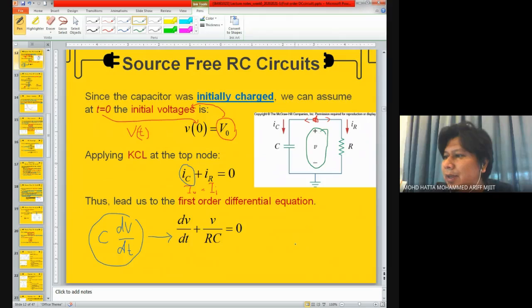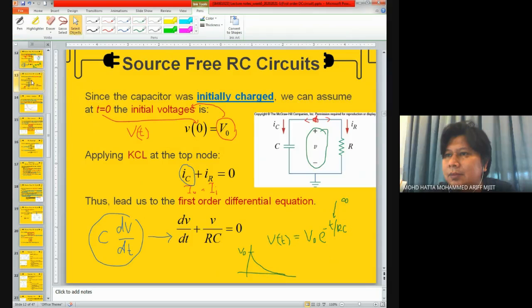Now, the final equation of voltage across the capacitor is given by V of t equals V naught e to the minus t over RC. This is something new for you guys. This is an exponential decay of the voltage. Why is it decaying? Because we don't have any voltage supply in our circuit. So the voltage is decaying from V naught towards zero. If you substitute t equals infinity, this will be equal to 0.